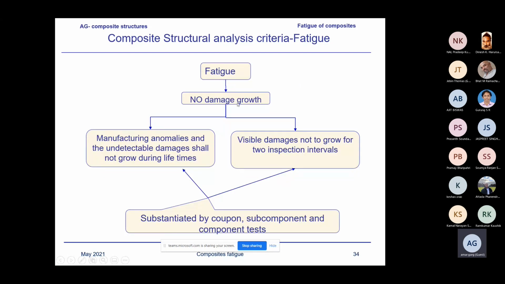Fatigue, no damage growth philosophy: manufacturing anomalies and undetectable damages shall not grow during lifetimes. Visible damage is not to grow for two inspection intervals. This is the criteria which is substantiated by coupon, subcomponent and component tests. No theoretical basis.